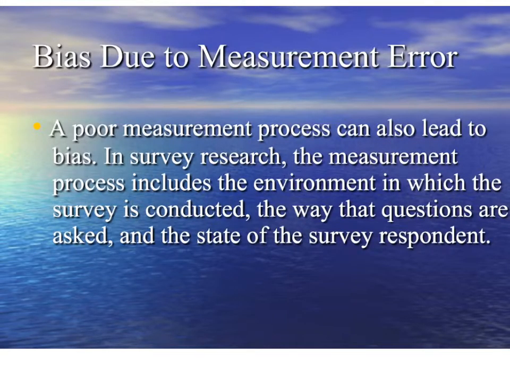Sometimes bias occurs due to measurement error and not at all due to selection error. A poor measurement process can also lead to bias. In survey research, the measurement process includes the environment in which the survey is conducted, the way that the questions are asked, and the state of the people that are responding to the survey.